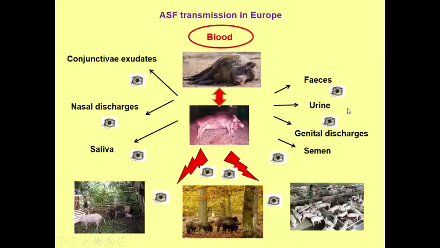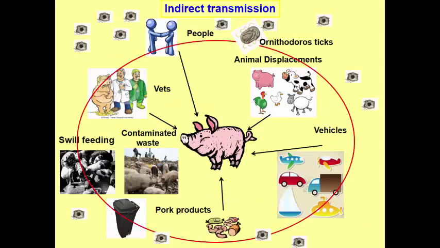So all these products are highly virulent, and the blood is highly virulent. One drop of infected, contaminated, virulent blood in one pig unit will be able to start an epidemic in the area and lead to probably 100% mortality. And indirect transmission is really very important in terms of the epidemiology of the disease. So all those products can be transmitted.